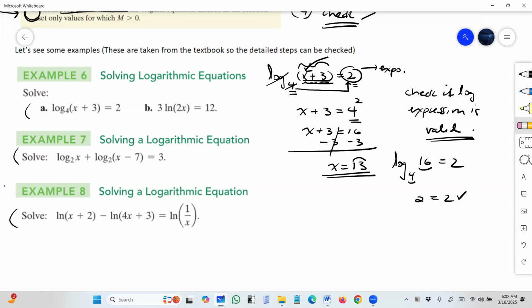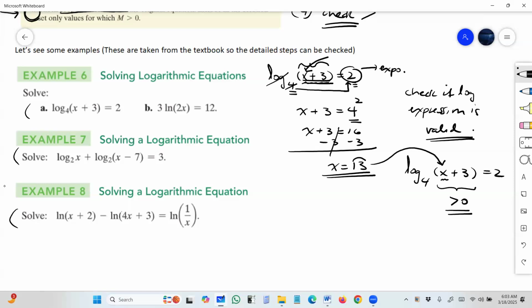Okay, but I don't need to go through all of those steps. All I need to do is, here's the original log equation. All I need to do is this: grab the answer, replace x with it, and check if the argument is greater than 0. If it is, you are fine, and your answer is valid. The reason for this is the domain of logs are positive numbers. I cannot have inside of the argument 0 or any negative number.